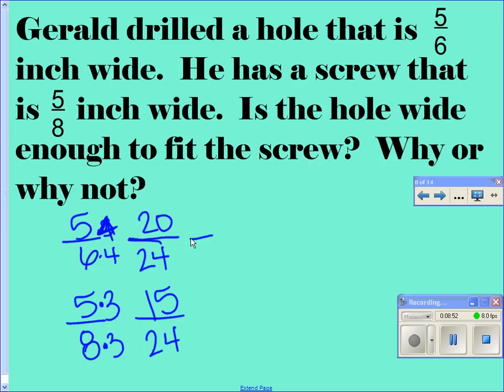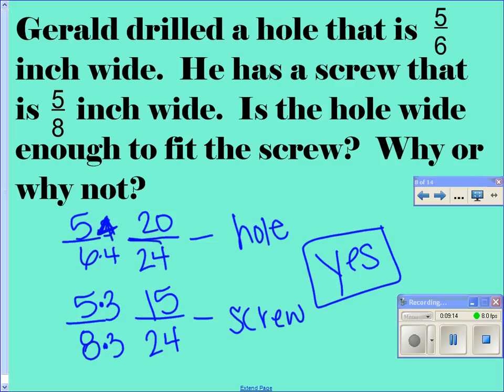So 5/6 was the hole, and 5/8 is the screw. We need to know if the hole is big enough for the screw. Well, the hole is 20/24 and the screw is 15/24. So is the hole big enough? Yes, it is, because it is bigger than the screw. Okay.